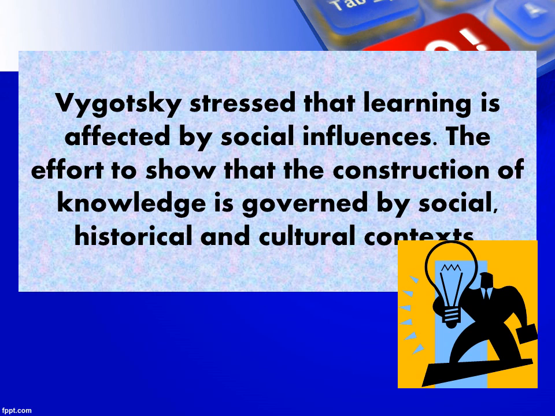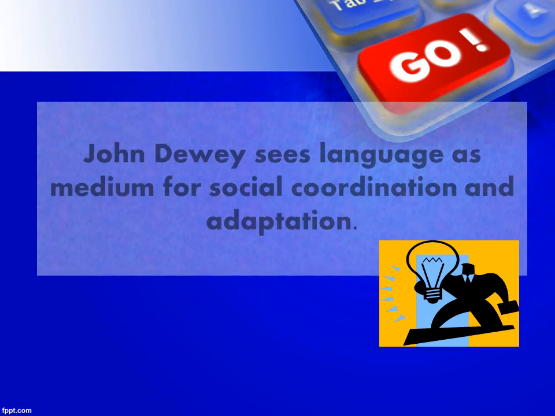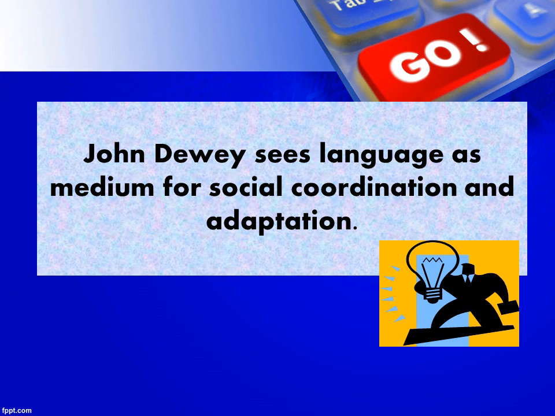The psychologist Vygotsky stressed that learning is affected by social influences. In addition, John Dewey sees language as medium for social coordination and adaptation. For Dewey, human learning is really human language that occurs when students socially share, build, and agree upon meanings and knowledge.